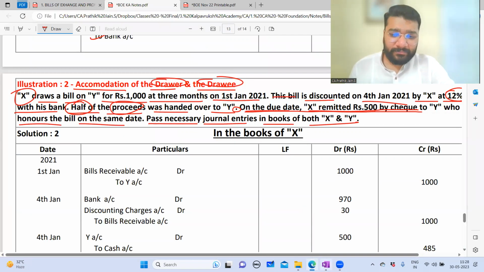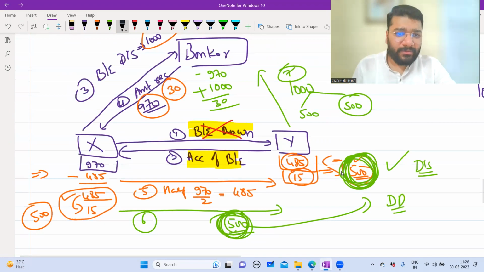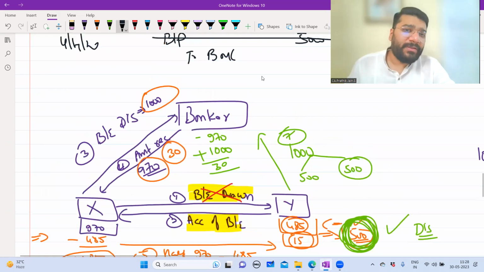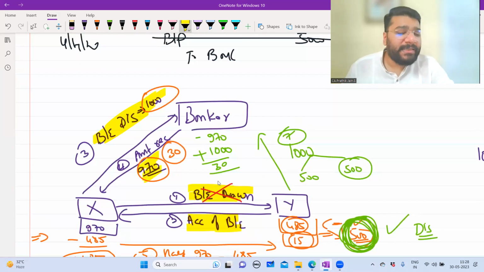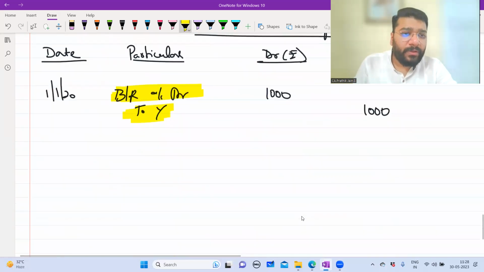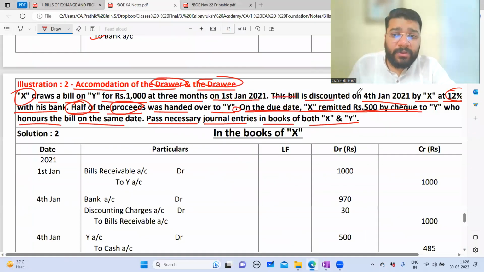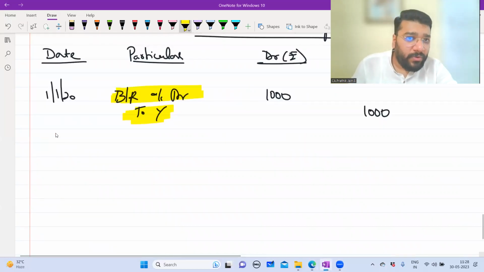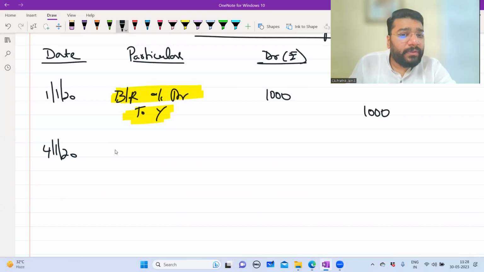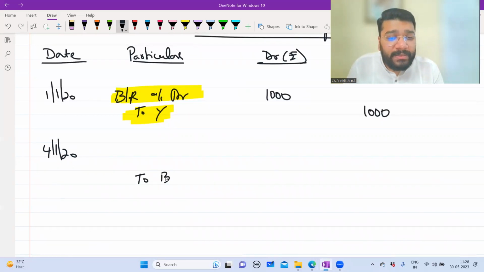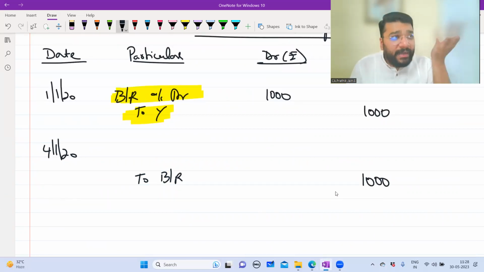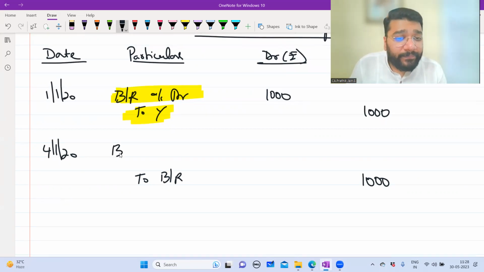Okay. Now, guys, third transaction. Bill has been discounted with the bank, and the banker is receiving 970 rupees. So now, when is the bill discounted? 4th of Jan, the bill is discounted. So 4/1/2020. From our hand, the bill is going out. Bills receivable, 1000 rupees worth of bill is going out.